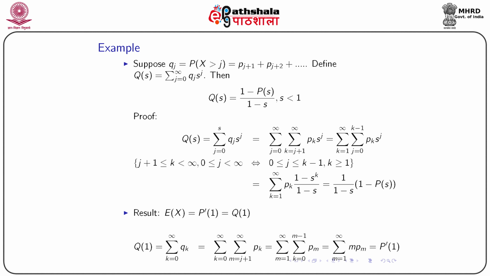If we know this form, then the expected value of X can be written as P'(1), which is equivalent to Q(1). Q(1) is nothing but the sum over k from 0 to infinity of q_k, and once again if we put in the definition of q_k, we have two summations, and if we interchange the ranges of k and m, we are left with the sum over m from 1 to infinity of m p_m. This is nothing but the expectation, or P'(1).